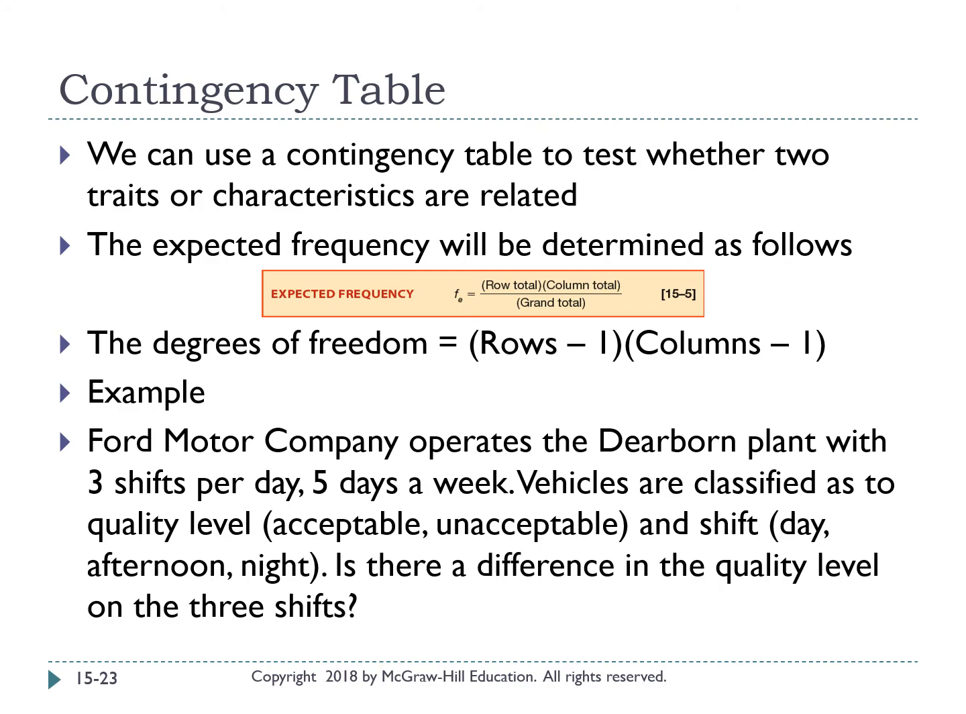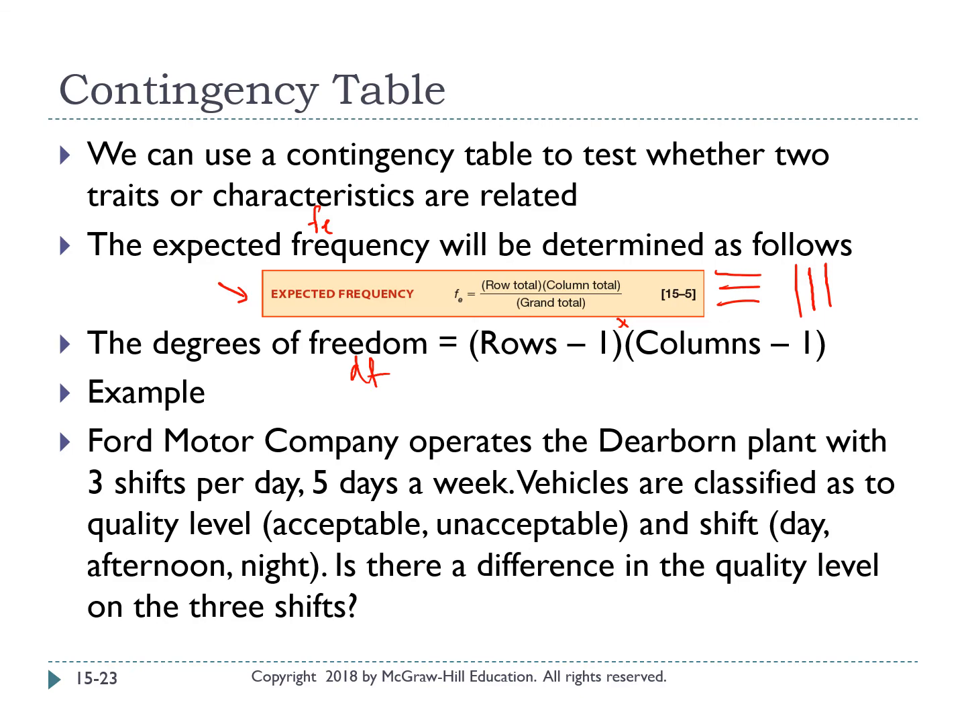Contingency table can be used when we want to test whether two traits or characteristics are related. In other words, we want to see the relationship between two variables. So you can compute the expected frequency, or our FE, using this formula, which is row total, when we talk about row is like this, multiplied with column total, column is like this, divided by grand total. The degrees of freedom, or our DF, equals row minus 1 multiplied with column minus 1.